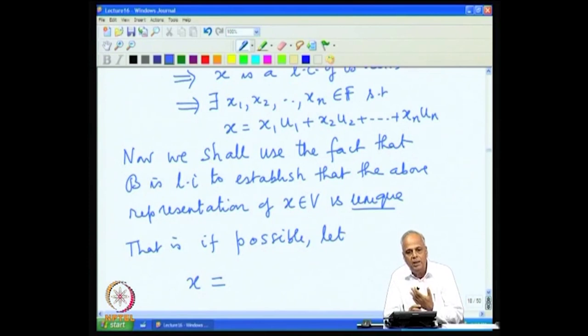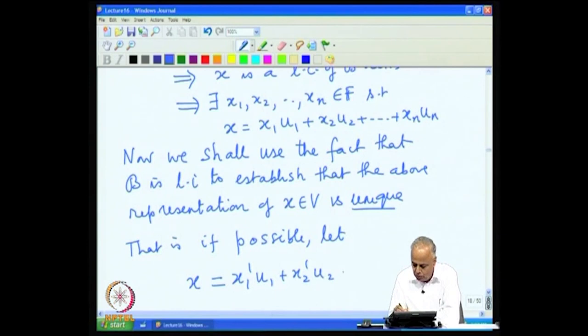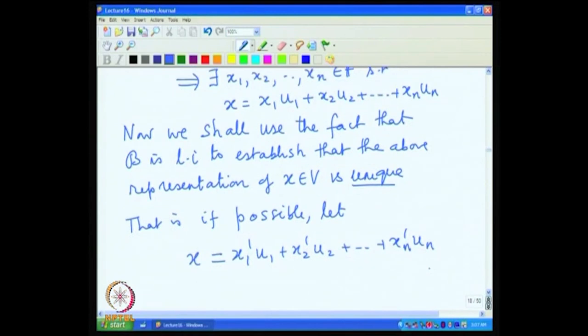What do we mean by another representation? In the representation, we have this u1, u2, un, but the basis is fixed. We can't change that. So, the only things that can change are these coefficients x1, x2, xn. So, another representation means some other coefficient times u1 plus some other coefficient times u2 plus some other coefficient times un. Suppose there is another such representation. On the one hand, x is x1 u1 plus x2 u2 plus xn un. On the other hand, x is equal to x1' u1 plus x2' u2 plus xn' un.